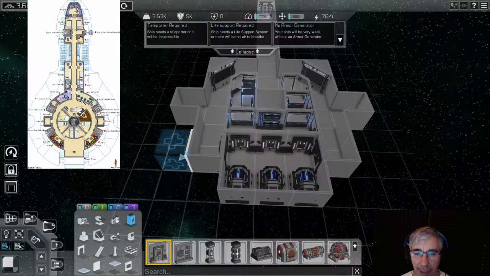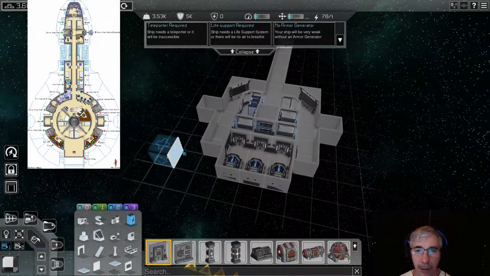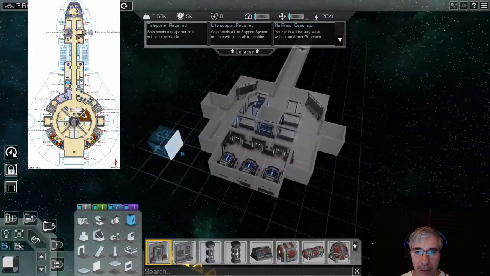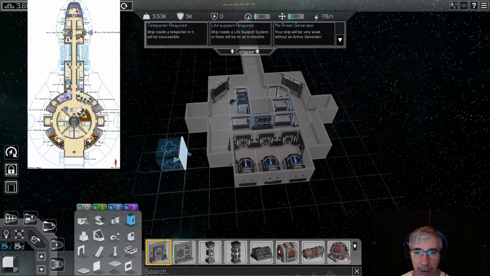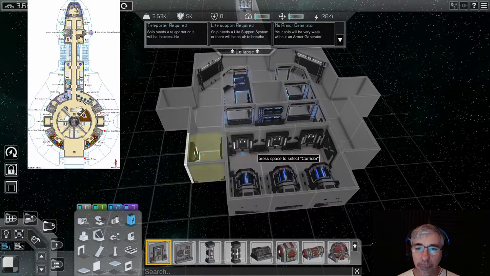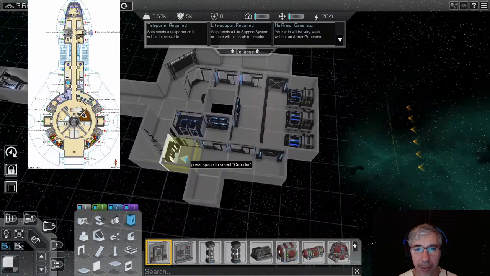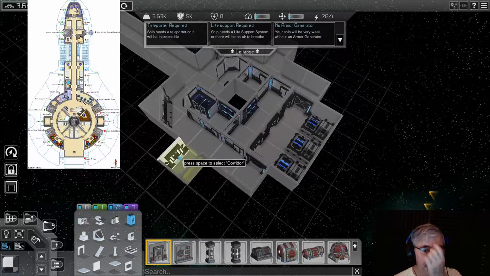We will have a navigation group. I always create this navigation group to handle the cockpit and the hyper jumps, right? And the other group could be the defense group. We could have a defense.